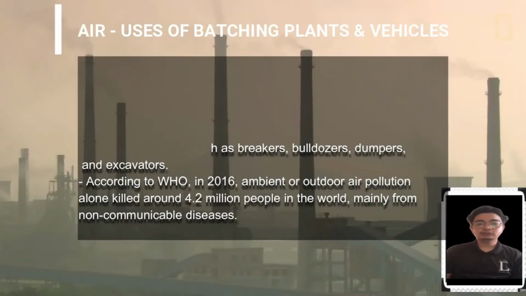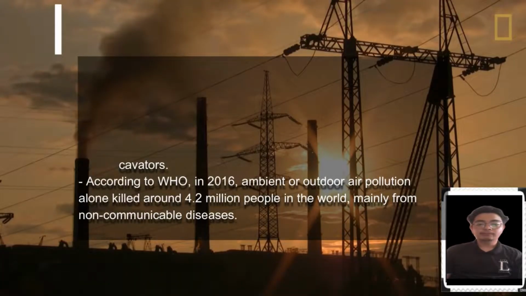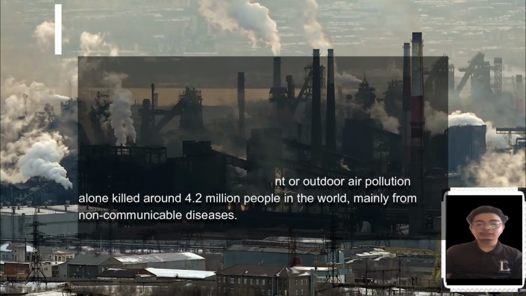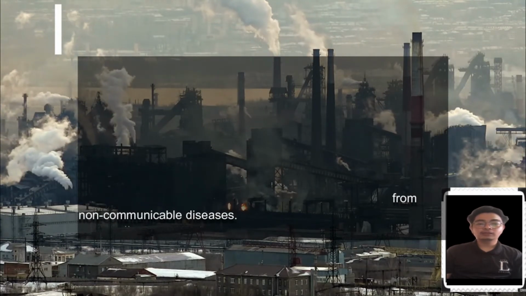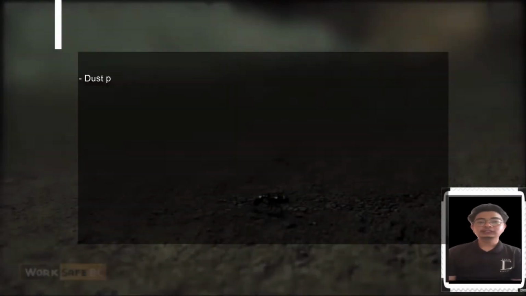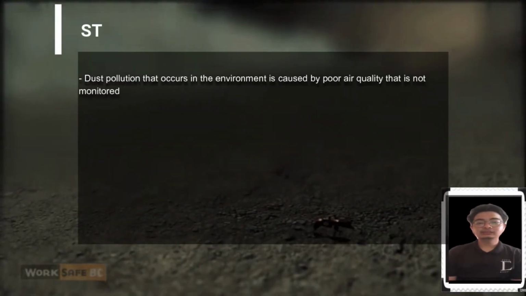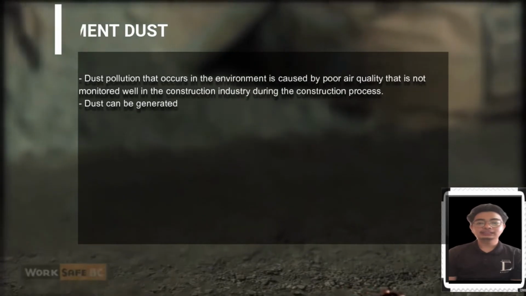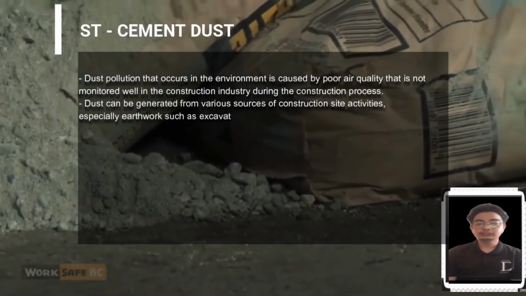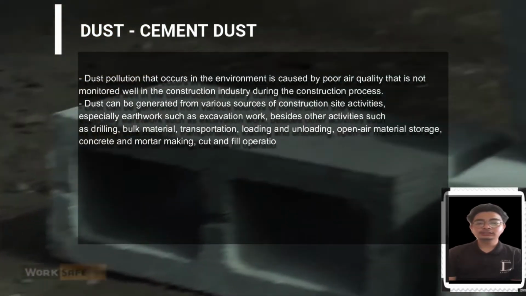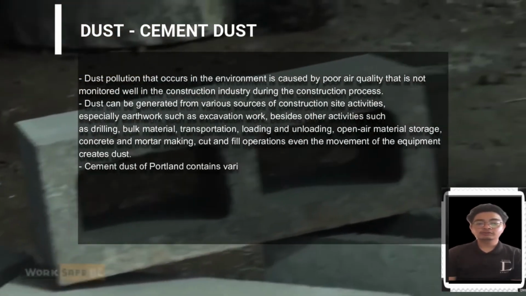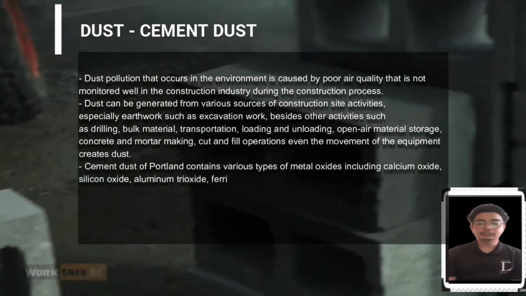According to WHO in 2016, ambient or outdoor air pollution alone killed around 4.2 million people in the world, mainly from non-communicable disease. Dust pollution that occurs in the environment is caused by poor air quality that is not monitored well in the construction industry during the construction process. A significant source of pollution, accounting for 4% of particle emissions, is the building industry.